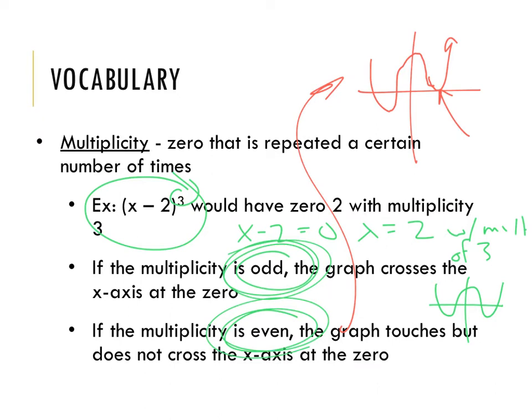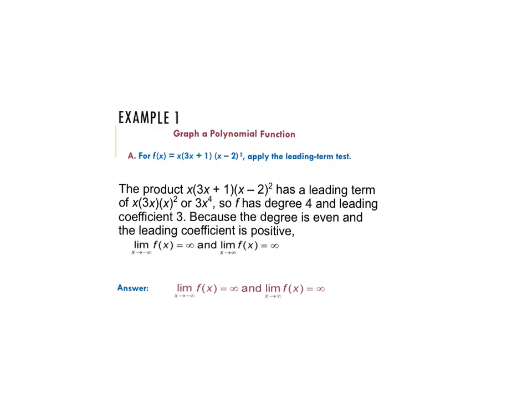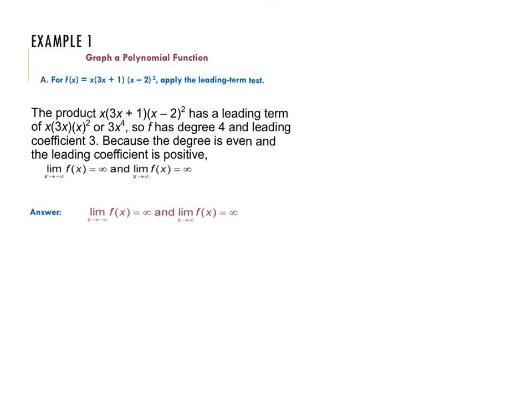So knowing what we know about leading term tests, knowing what we know about finding zeros, we can actually come up with a decent sketch of a graph without having to ever plug it into our calculators. So here is our first example. It wants us first to apply leading term test so that I can figure out what the end behavior is. Now, I could spend a whole lot of time multiplying all these together. I'm not going to.